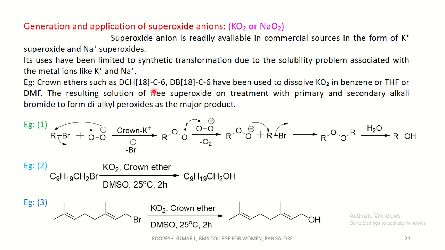dicyclohexyl-18-crown-6, and this is dibenzo-18-crown-6, have been used to dissolve the superoxides in benzene or THF or DMF. The resulting solution of free superoxide on treatment with primary and secondary alkyl bromides forms dialkyl peroxides as the major product.